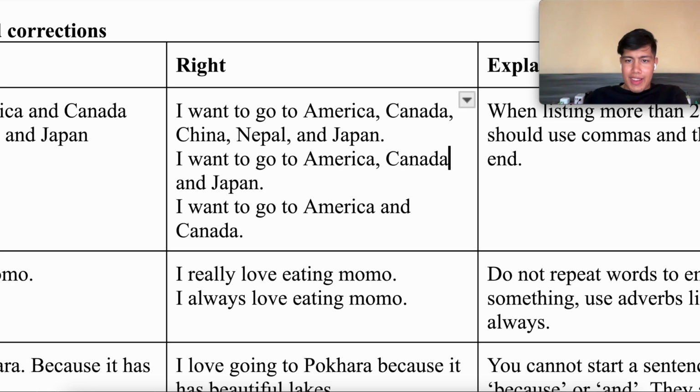So you can't just have it be like this. You need to say America, comma, Canada, comma, and Japan. Even when it's the last one and there is an and. So that's very important. But if there are only two items, America and Canada, you don't need to use a comma at all. You can just use and.